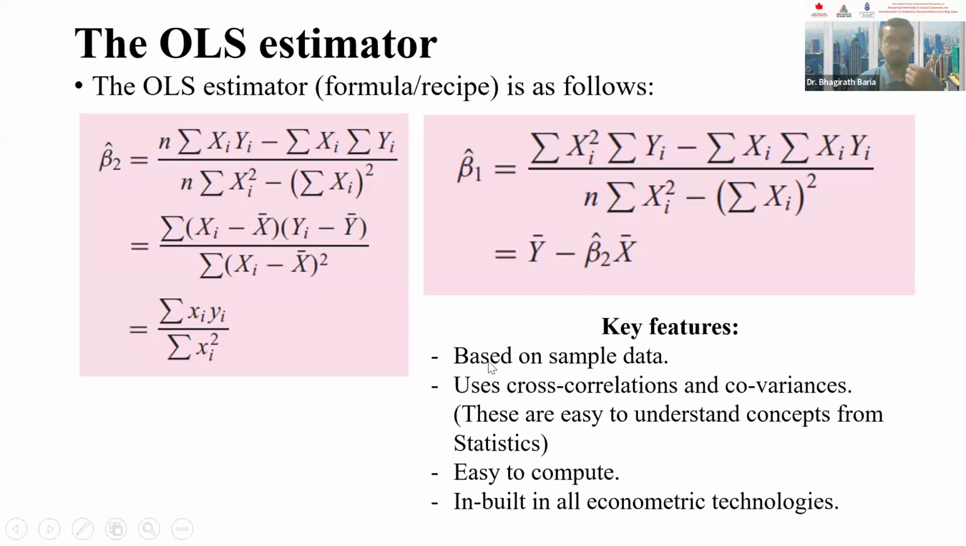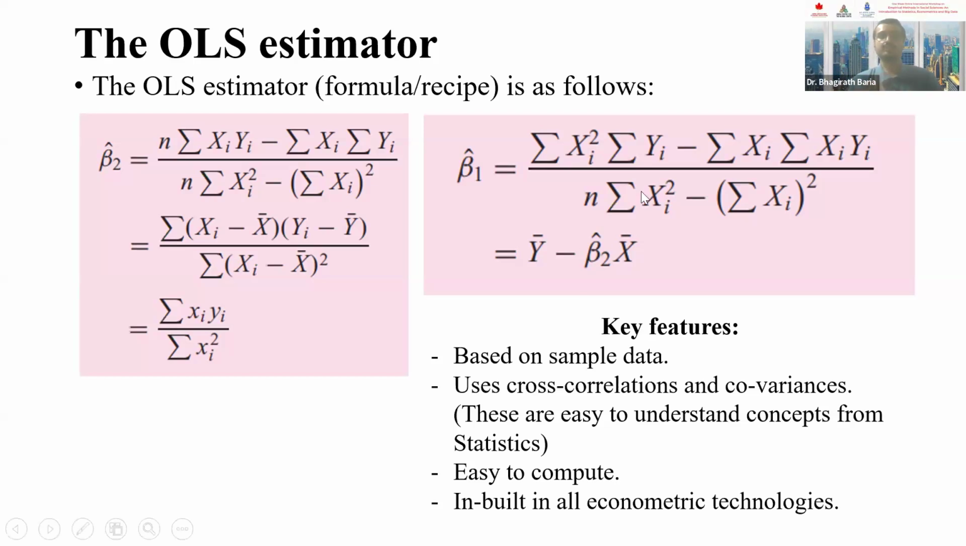But what are the features of it? Based on sample data, so easy to estimate. It does not need any new hi-fi, like in Monte Carlo simulation, where you need to estimate things and create scenarios. You don't need all that. Use your actual data. It uses cross correlations and covariances. Very simple statistical concepts you have studied in Dr. Parmeet's lecture: standard deviation, variance, covariance. Those things are used here. So basic statistics can be used to estimate these, and they are very easy to compute.